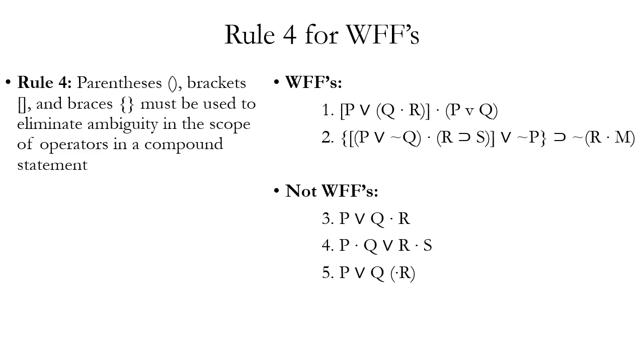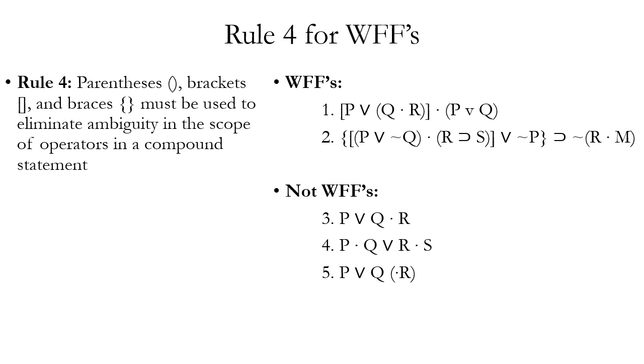Rule 4 is that we use parentheses, brackets, or braces to eliminate ambiguity in the scope of operators. The rule is that the logical operator that's outside of the parentheses is the main operator. You can use only parentheses if you want to. The brackets and braces are optional. Those are to help you keep track of pairs of parentheses. The total number of open parentheses has to match the total number of closed parentheses. And it's important to be able to identify the main operator.